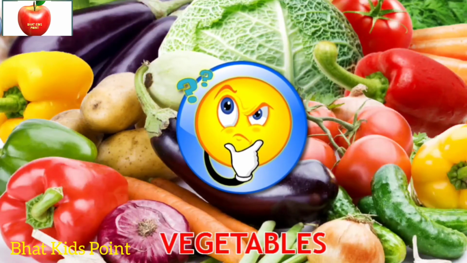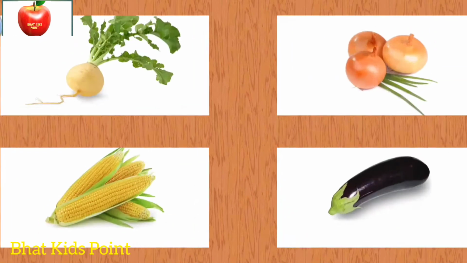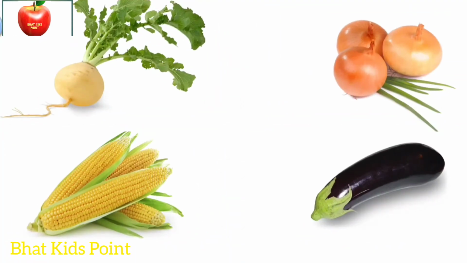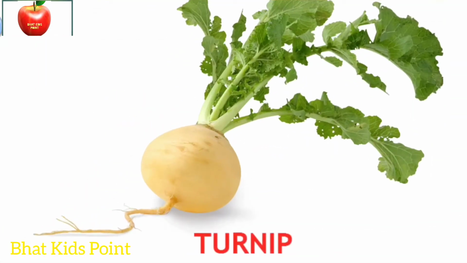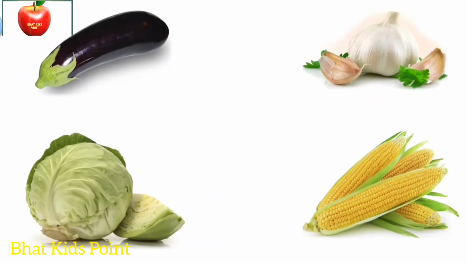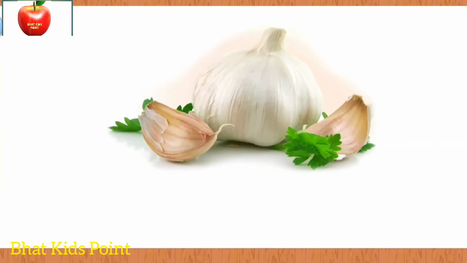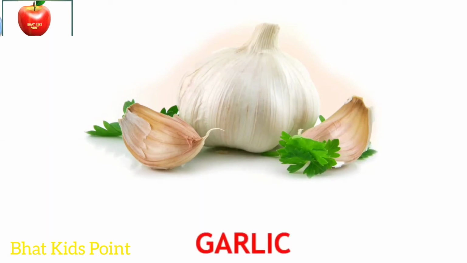Press the button for test. Where is the turnip? Excellent. Turnip. Where is the garlic? Exactly. Garlic. Yes.